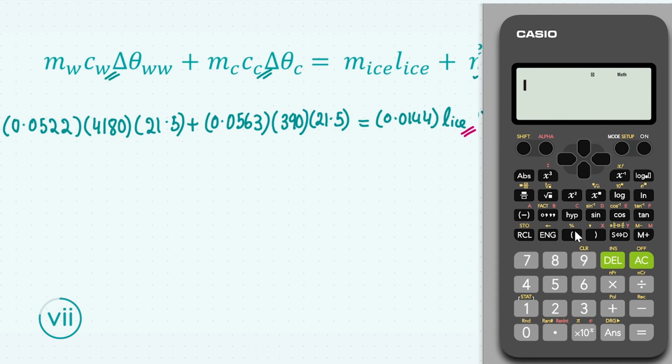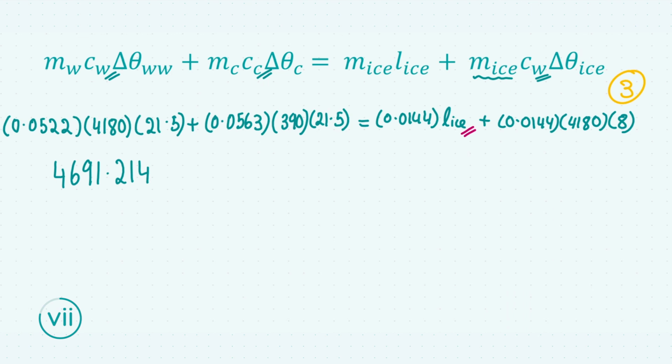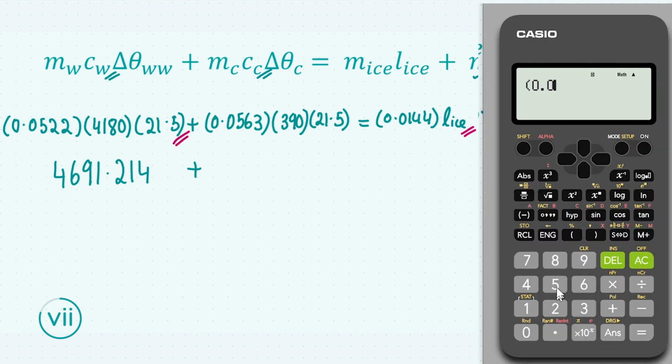Calculating the right hand side, and I would do this term by term. We're given 4691.214 for this term here, and for the second term, let's take out our calculator again. Just multiplying everything using brackets. I find that the easiest in exam. And we're given 472 roughly.